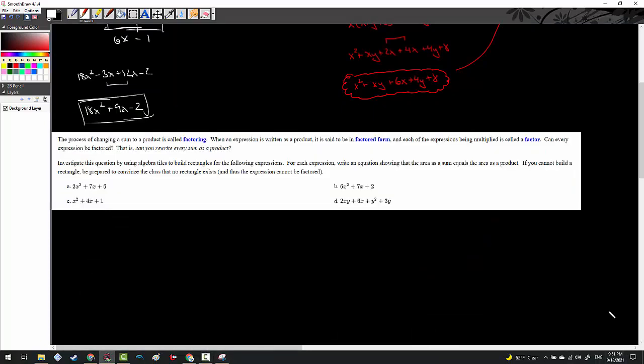In 4-2, it says that the process of changing a sum to a product is called factoring. When an expression is written as a product, it is said to be in factored form, and each of the expressions being multiplied is called a factor. And they ask us, can every expression be factored?